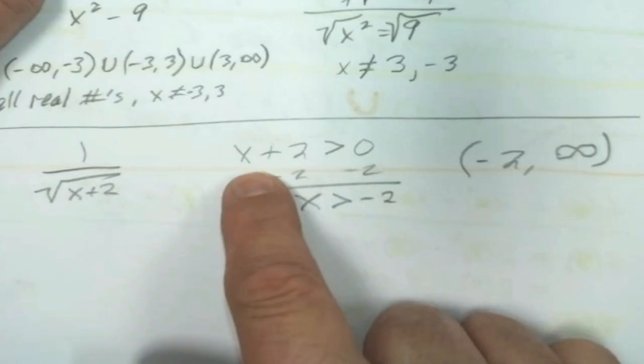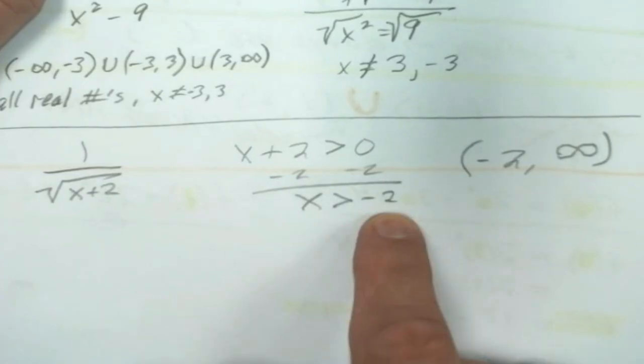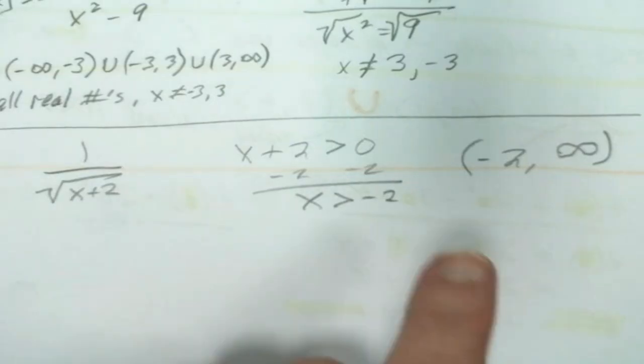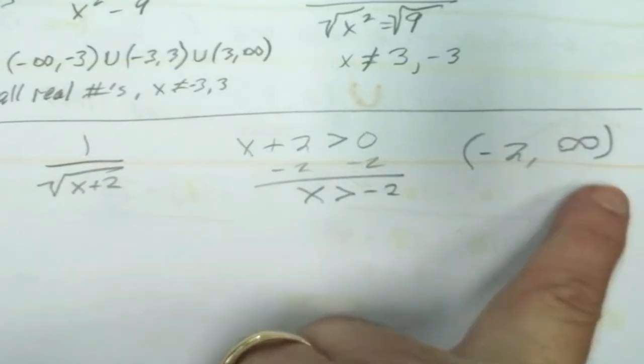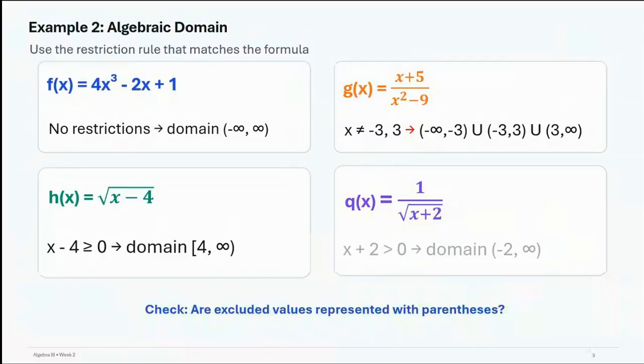So solve that for X. So -2 would make it 0. So it has to be larger than that. And so we use the parentheses on both sides of our interval notation. Great job, great job. So there it is. X plus 2 is greater than 0, the domain -2 to infinity.